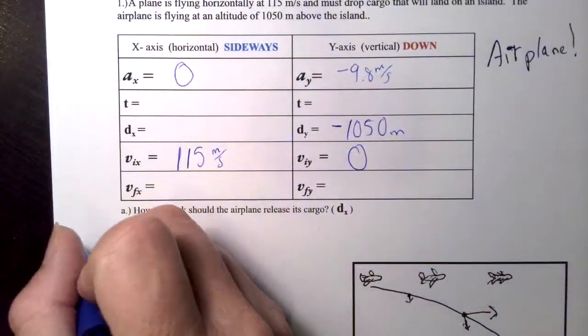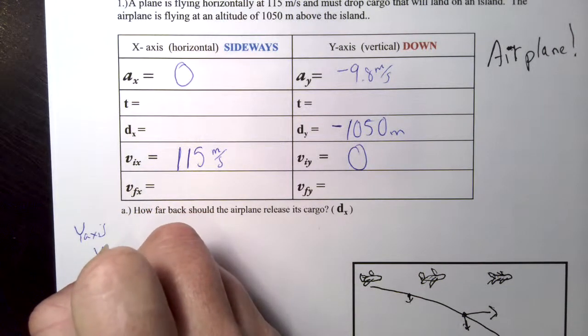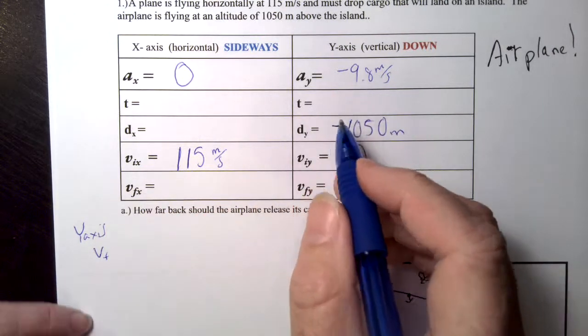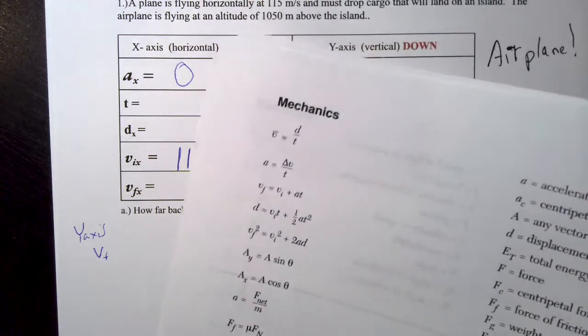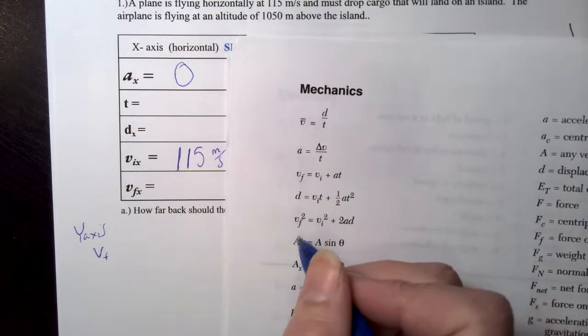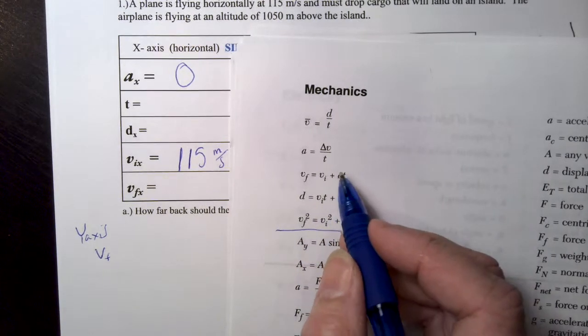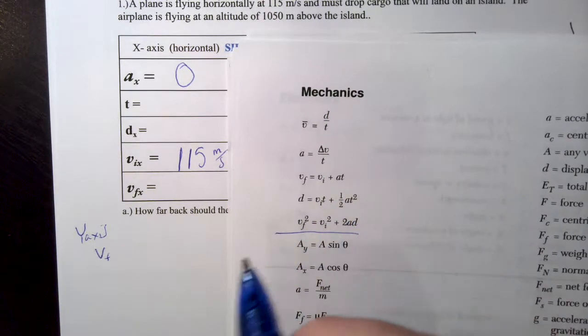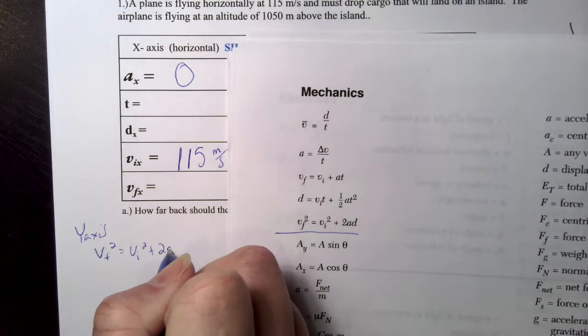First thing I'm going to do, y-axis. Solve for V final. I'm not going to use any of the equations. Oh, Miss Naylor, you didn't give us the equations? Yeah, you have to use a reference table. So you get your handy-dandy reference table out. Pick one of these. Time, no time. That's one we want. V final squared equals V initial squared plus 2AD.